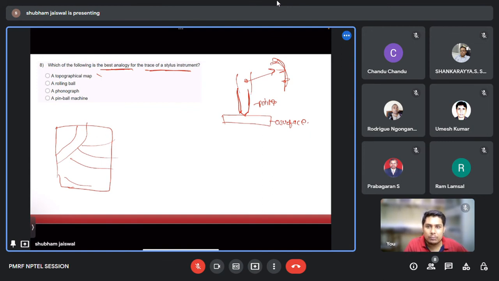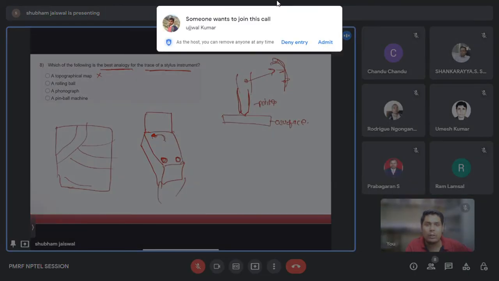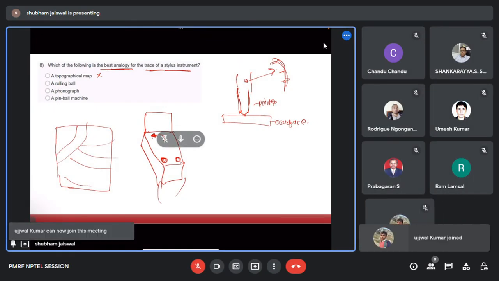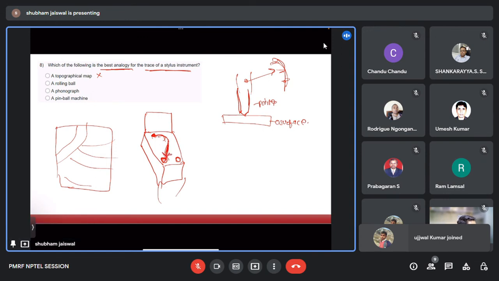Similarly, if we consider a pinball machine that in childhood we used to play. If you go to any gaming center, you can easily see the pinball machine. It will be like this one. You will have some display here, and one ball will be there, and using sticks you will try to bring this ball to this hole. So definitely this can be the answer. So the pinball option also we can.